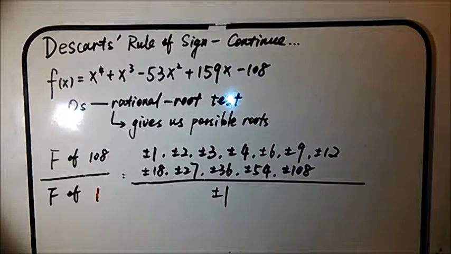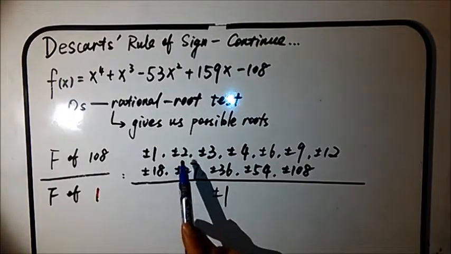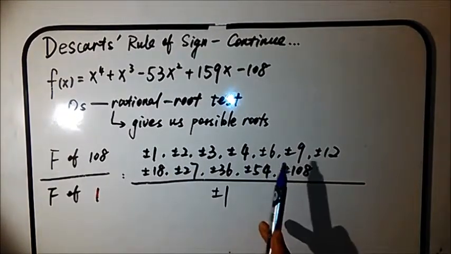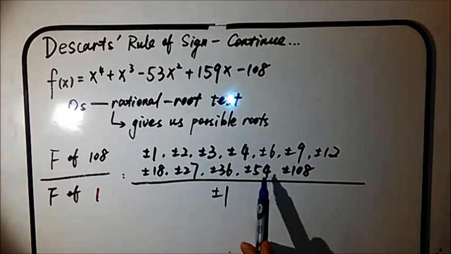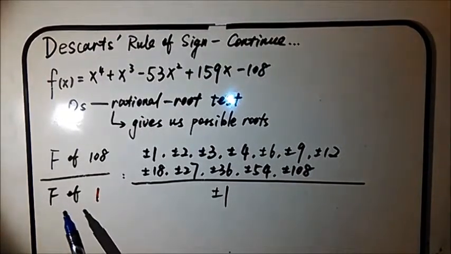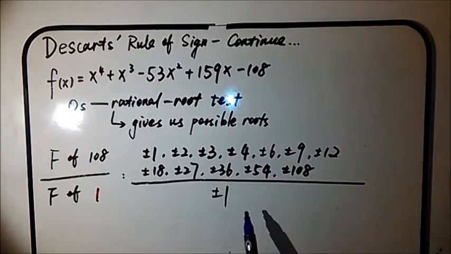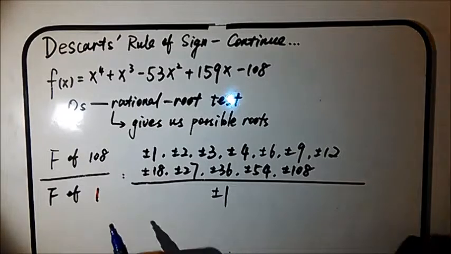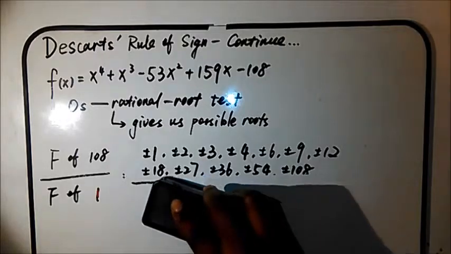So let's get the factors of 108. The factors of 108 are plus or minus 1, plus or minus 2, plus or minus 3, plus or minus 4, plus or minus 6, plus or minus 9, plus or minus 12, plus or minus 18, plus or minus 27, plus or minus 36, plus or minus 54, and plus or minus 108. The factor of 1 is just plus or minus 1. So we divide the factors of 108 by the factors of 1, and anything divided by 1 is itself. So the possible roots will be all of these factors above here.